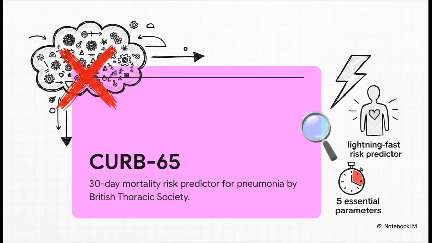So the history behind this tool is actually fascinating. Before 2003, doctors relied on something called the PSI, or Pneumonia Severity Index. And look, it was highly accurate, but it had over 20 parameters. I mean, imagine trying to calculate that in a frantic ER. It was just way too bulky. So the British Thoracic Society stepped in and introduced CURB-65. They brilliantly streamlined the whole thing down to just 5 essential parameters to predict a patient's 30-day mortality risk. Boom, emergency doctors finally had the lightning-fast standard they so desperately needed.